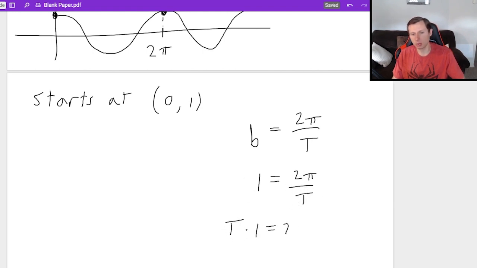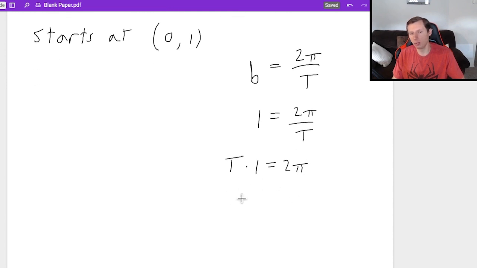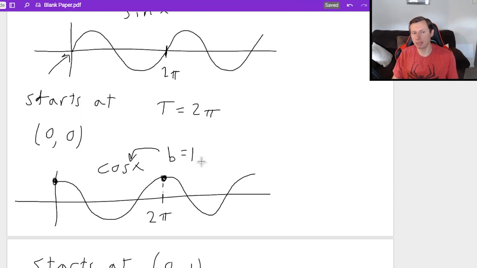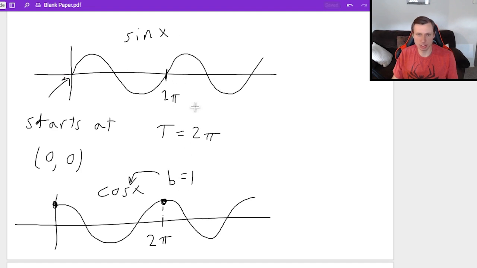T times 1 equals 2 pi. Divide by 1. T equals 2 pi. There, we just proved it. Now, you don't have to prove it every time, but this was a good example. But all you need to know is that the period of any sine or cosine is 2 pi.